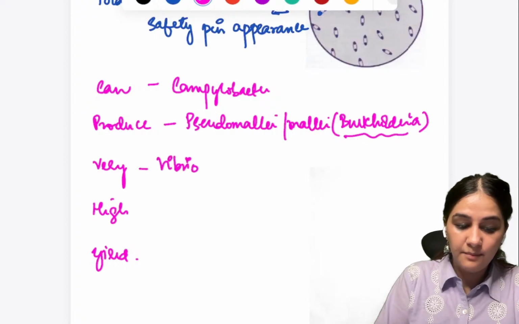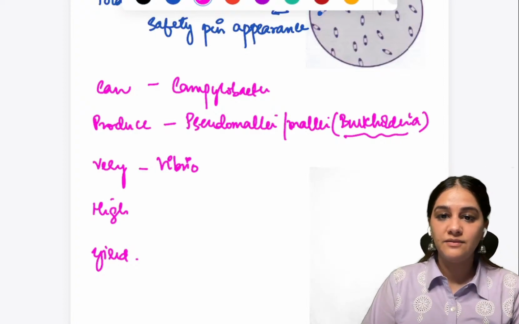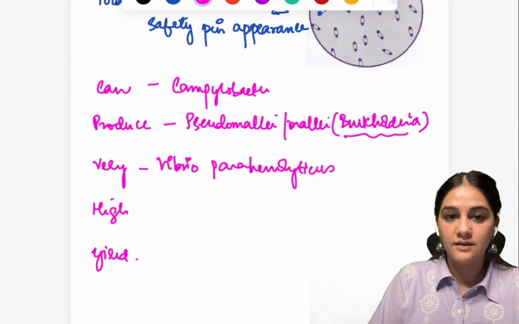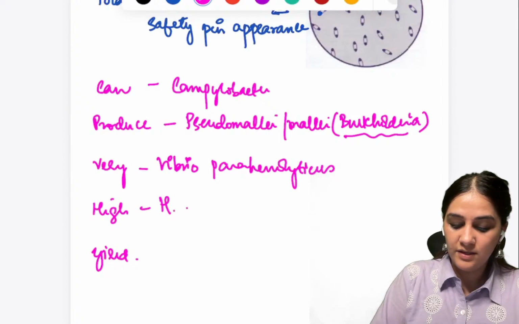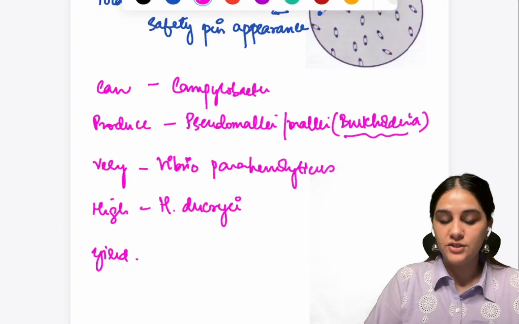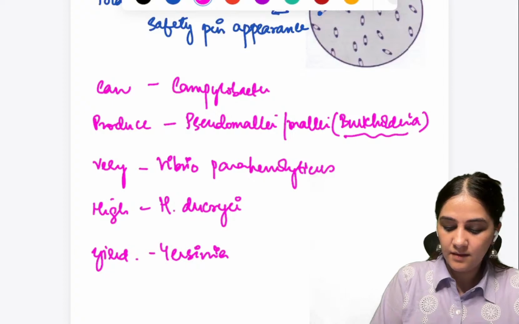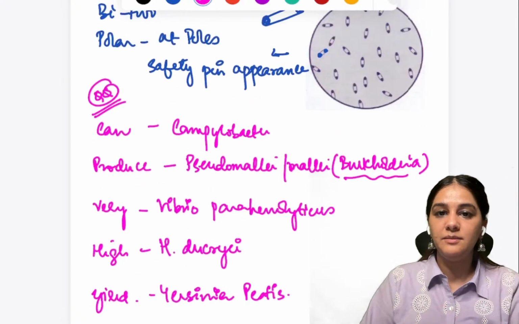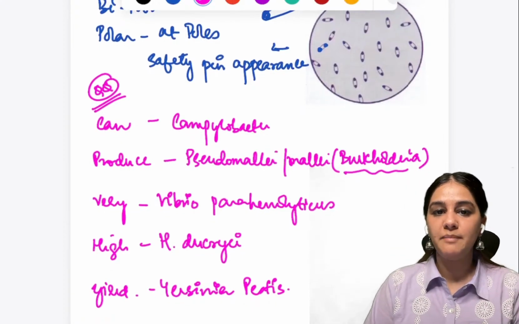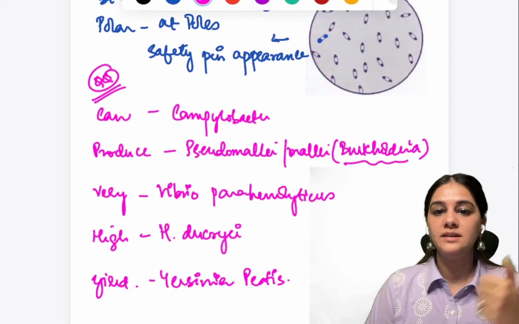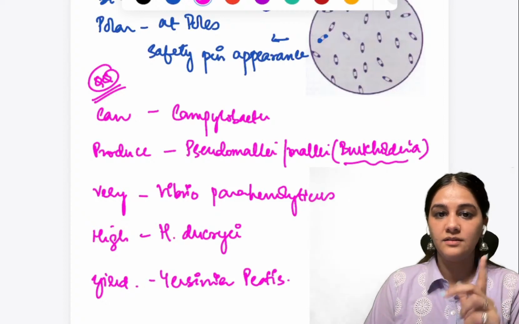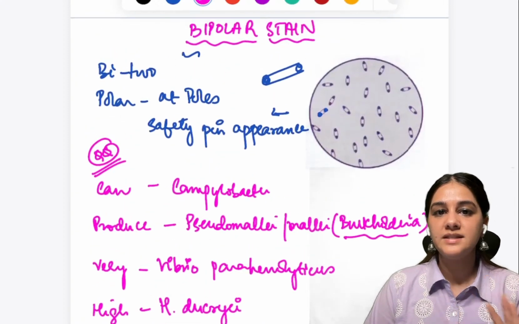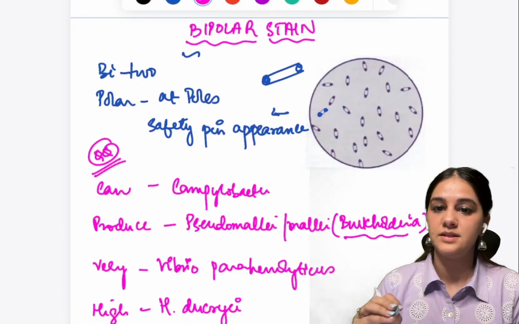V is for Vibrio, but not the Vibrio cholerae that we usually talk about. Vibrio cholerae does not give the safety pin appearance. But one species of Vibrio does. Which one is it? Vibrio parahaemolyticus. Next we have H, H for Haemophilus ducreyi, and finally Y is for Yersinia pestis. So this particular mnemonic is very high yield. It's very, very important. You can get a photo of the safety pin appearance and they can ask which organisms show this kind of pattern. And you have to remember these organisms: Campylobacter, Pseudomallei and Mallei, two different species, then Vibrio parahaemolyticus, Haemophilus ducreyi and Yersinia pestis. So these are the ones that show the safety pin appearance, also known as bipolar staining, because they are staining at the poles, right?